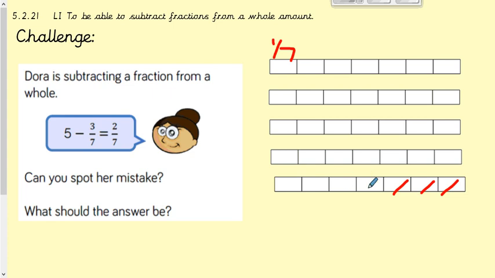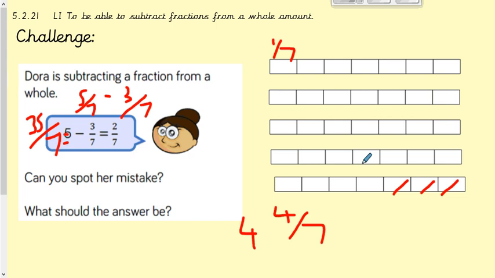So she's not actually looked at how many wholes there are. She has just pretended it's 5/7, and then 5/7 take away 3/7 would give you 2/7. But it's 5 wholes, so 5 wholes would be 35/7, because there's 5 lots of 7, which is 35. So that's the mistake she's made, and the answer would have been 4 wholes and 4 sevenths. Okay, hopefully that makes sense.